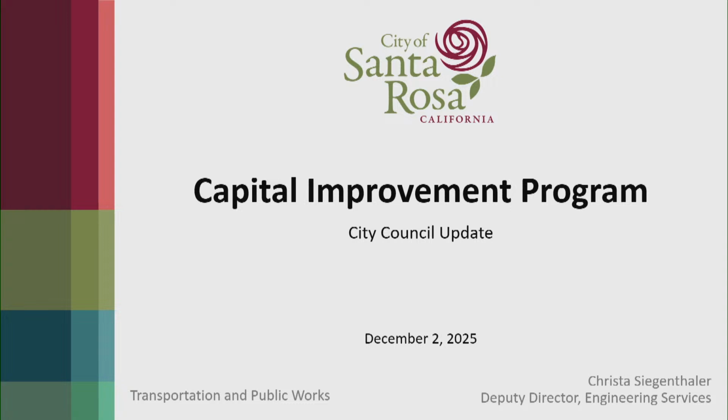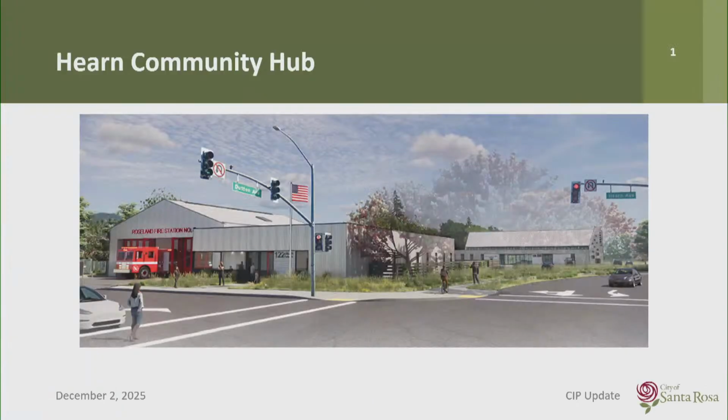I'm here today to provide the Capital Improvement Program update. So since our last update in August, which was provided by Director Hennessy, we've achieved some pretty significant milestones. The first being Hearn Community Hub. This project is in Roseland neighborhood, and it has a new fire station and library. It's a design build project, and we broke ground on this in October. The official groundbreaking ceremony was held about 2 weeks ago on November 14th.